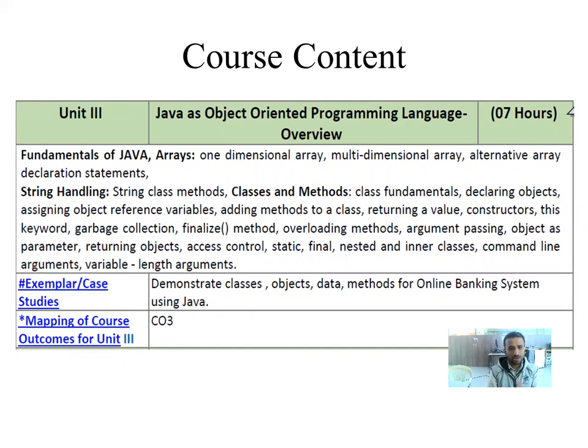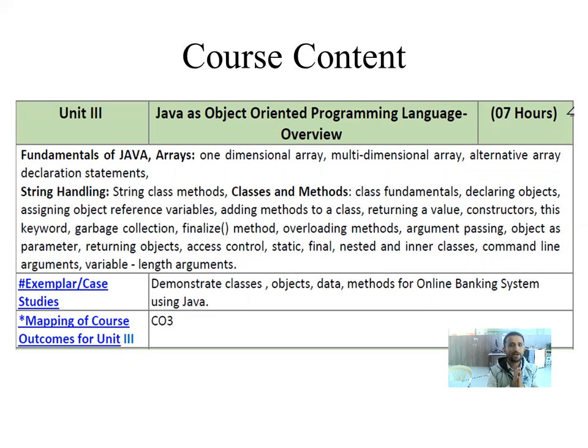Then in the third unit, we are going to concentrate on Java as an object-oriented programming language, and in that we are going to have an overview of the Java programming language. To discuss this, we are going to have 7 hours. With the help of these 7 hours, we are going to complete our third unit, that is Java as an object-oriented programming language.